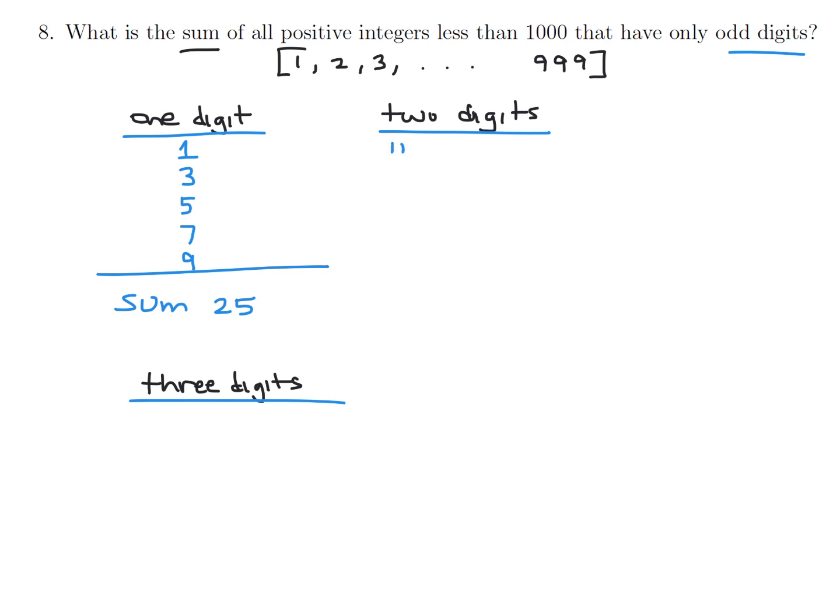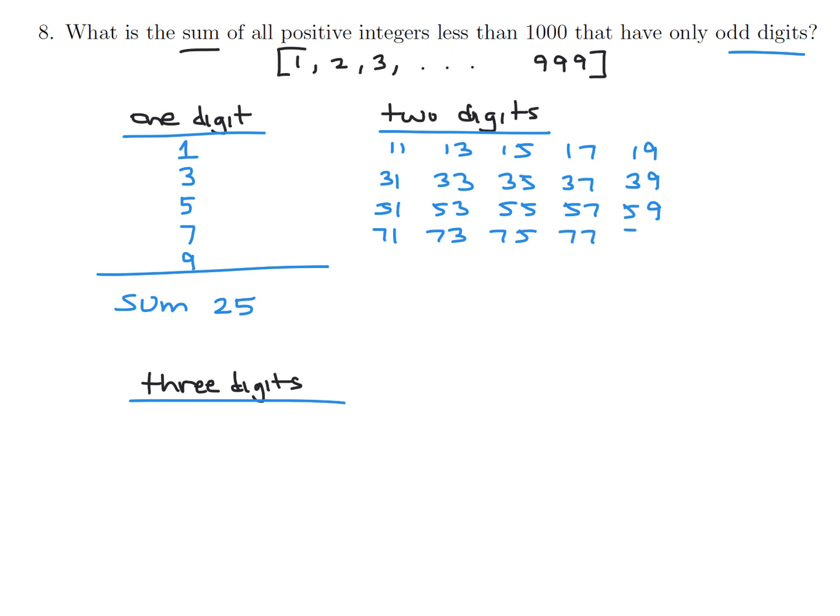So we have 11, 13, 15, 17, 19. We have 31, 33, 35, 37, 39. We have 51, 53, 55, 57, 59. 71, 73, 75, 77, 79.